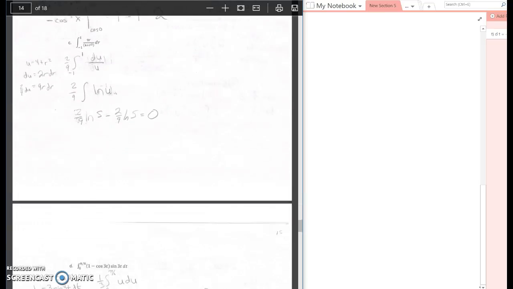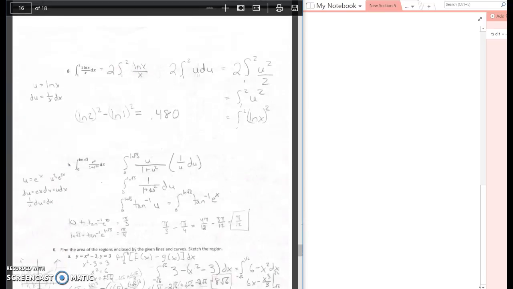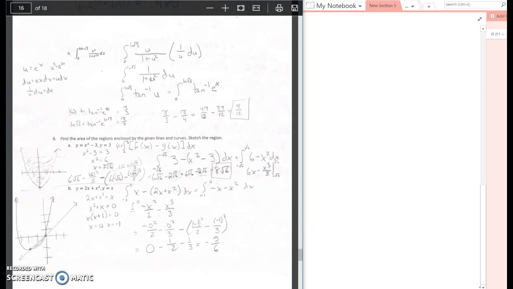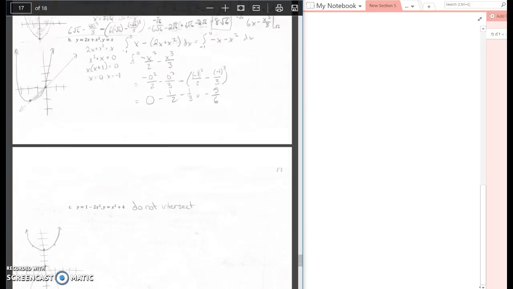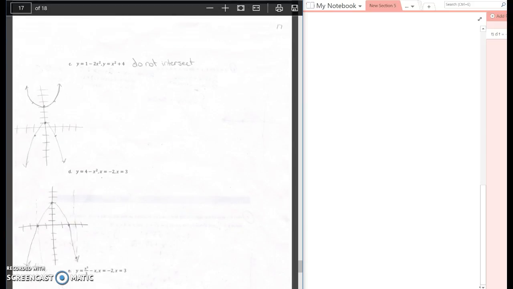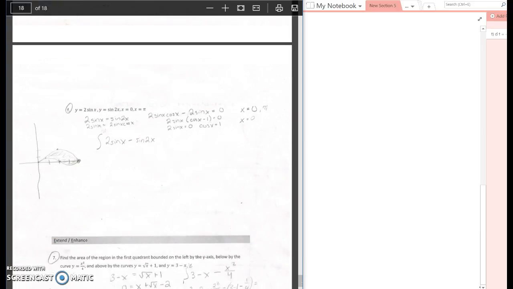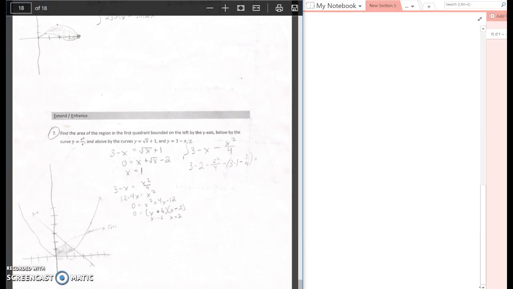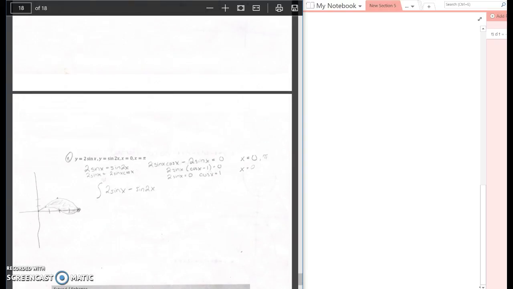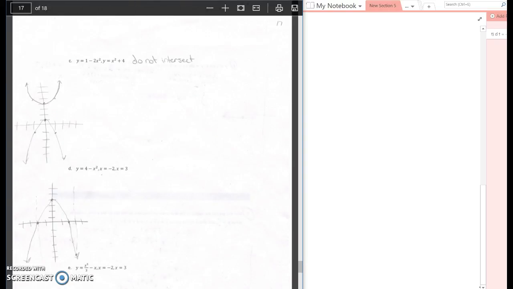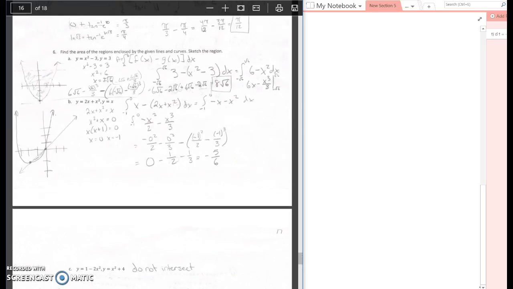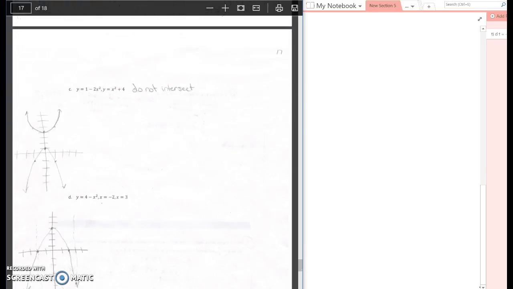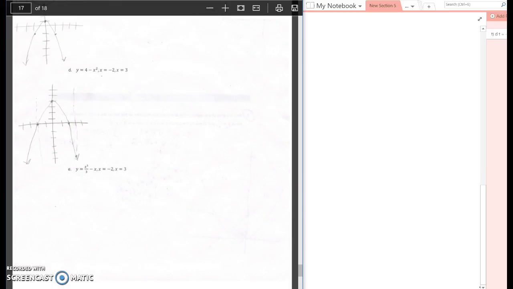Yeah, those look good. So these look good. You're right that C doesn't intersect here. Now these, I should have also put y equals 0, the x-axis. So let's talk a little bit about D here.